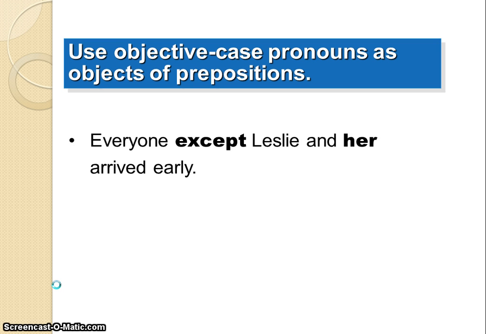Notice in this sentence that our subject is everyone. Here's our preposition except. And what follows is a prepositional phrase. Leslie and her. So notice that we don't say Leslie and she, we say Leslie and her, because her is an objective case pronoun. And it has to be used in a prepositional phrase. Here's our verb, arrived, and then this is an adverb telling how we arrived.